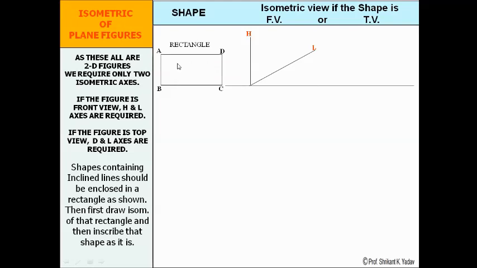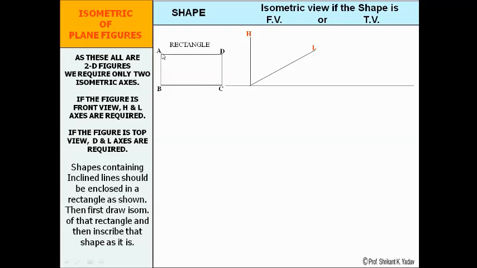Now for transferring this rectangle on the isometric plane, first you have to mark point B at the reference point O. So considering this B point and O point at the same location, then you have to measure the distance BC and mark that BC distance on the 30 degree inclined axis L. Then measure distance AB and mark that AB distance on the vertical axis H.